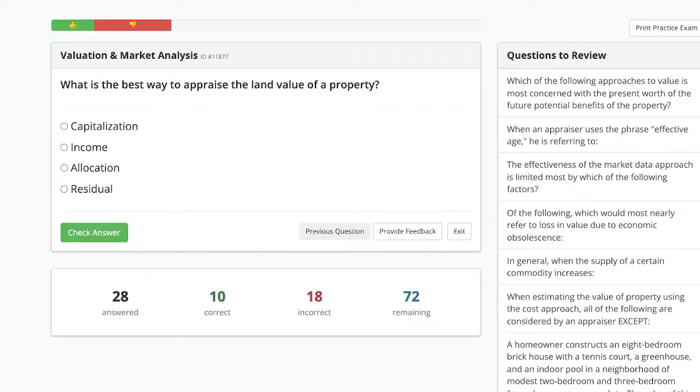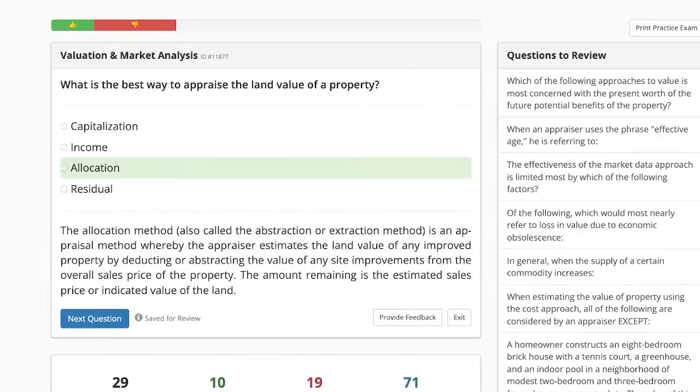Okay, here we go. What is the best way to appraise the land value of a property? A, capitalization, B, income, C, allocation, or D, residual. What do you guys think? And the answer is C, allocation. That's a little tougher, that one.